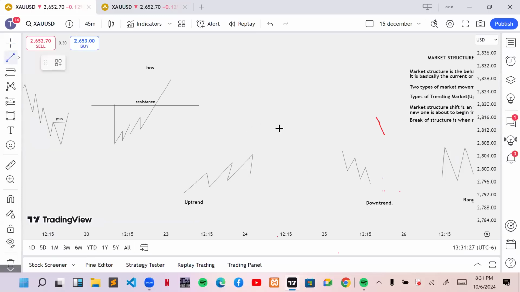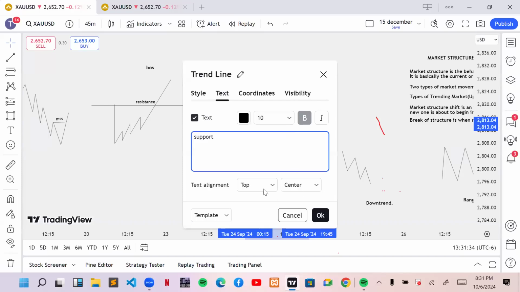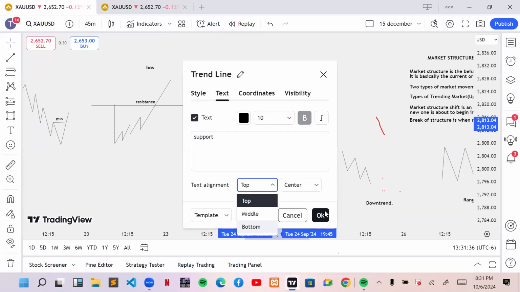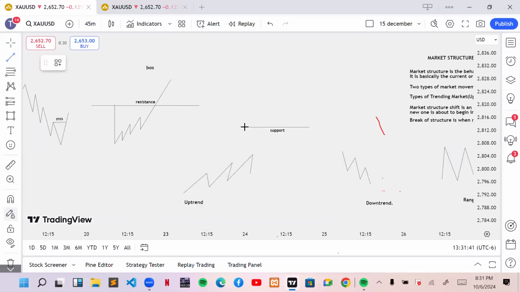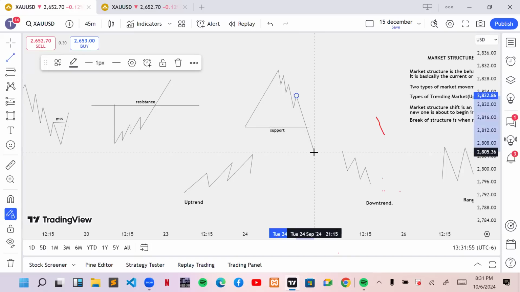So let's assume that this is a support zone, and the market was on a downtrend. That is lower highs and lower lows, lower highs and lower lows. And the market does something like this, breaking the support zone. The market was previously on a downtrend, and the zone that it broke was still on a downtrend. So it's still continuing the current trend it was on before.